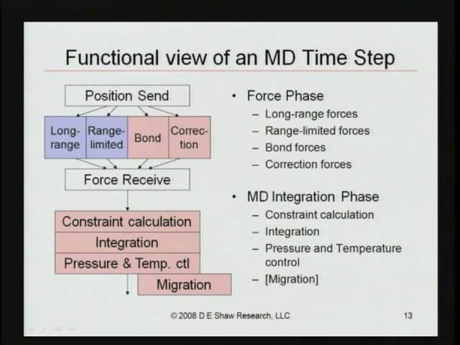Here's a functional view of the time step. We have sort of 4 separate threads going on. We have the long range calculation, the range limited calculation, the bond, and the correction. Those are calculating all the forces. And it starts out by having to get the positions of all the particles in the system into all of those. Then we sum up the forces and then apply constraints, integration, pressure and temperature control, and migration, and then start the next time step.